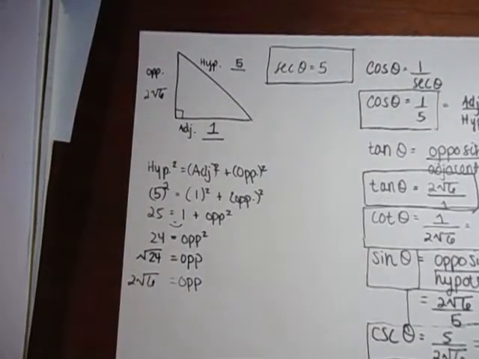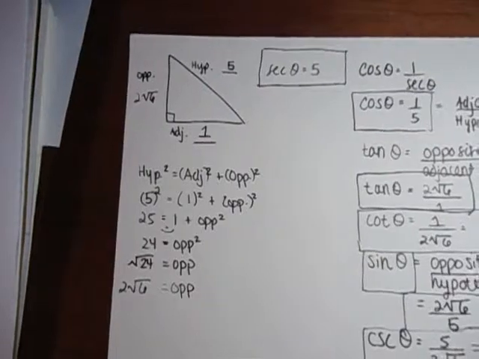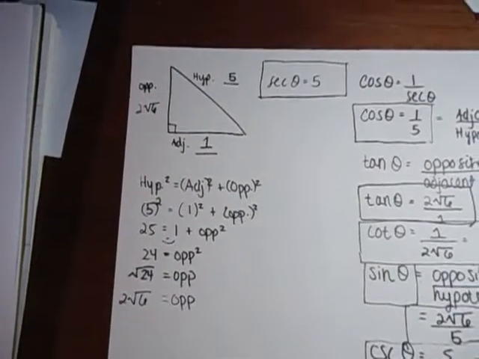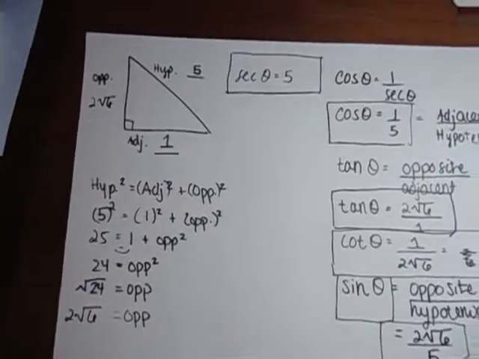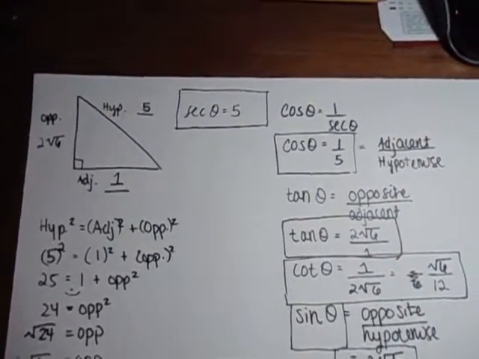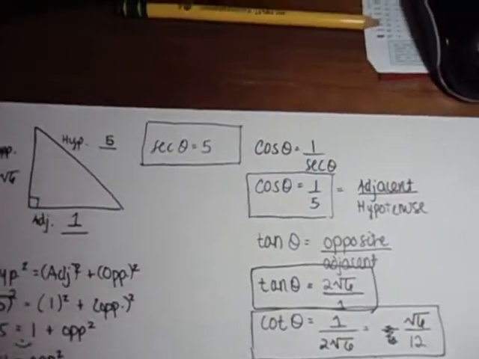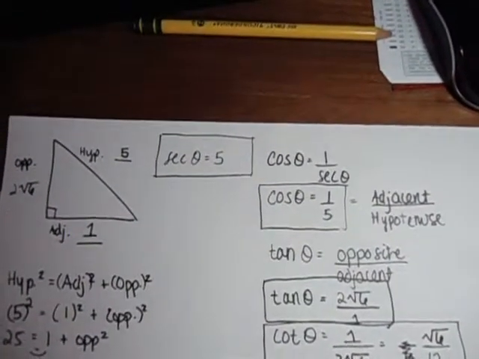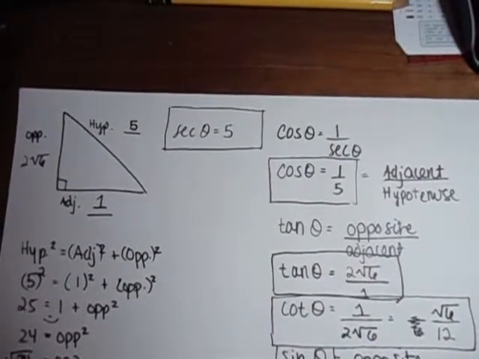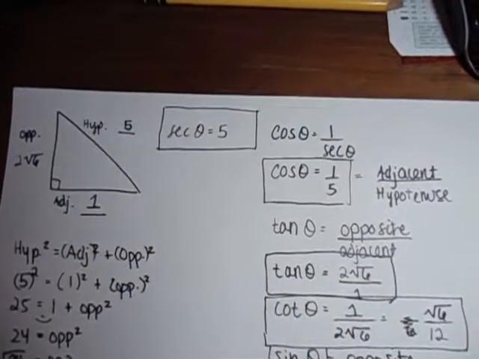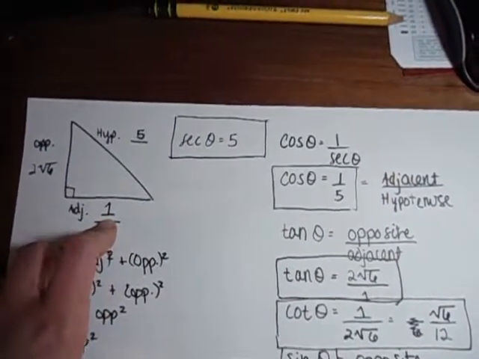The problem asks for the exact value of the 5 remaining trigonometric functions of the acute angle, and secant is the one that's given, which equals 5. If you use the reciprocal identities, cosine will equal 1 over secant, so cosine equals 1 over 5. Cosine is adjacent over hypotenuse, so that's the adjacent, and there's the hypotenuse.